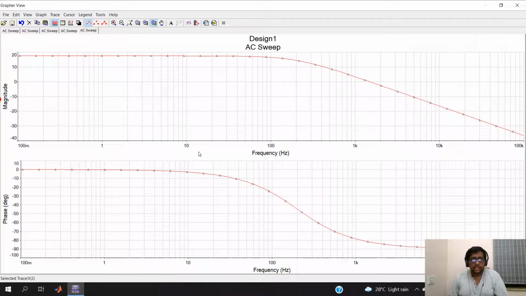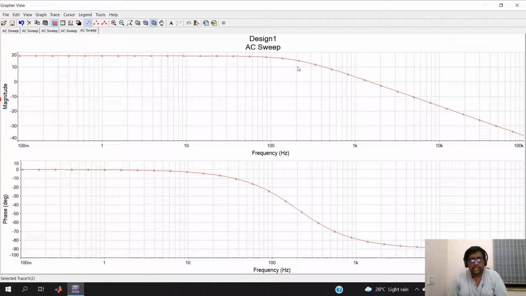Now I can see there are two plots. One is called a magnitude plot and the second one is called a phase plot. In the magnitude plot, we can see that up till 100 hertz the gain is 1, or you can see that there is no drop in the magnitude. The cutoff frequency is 200 hertz.